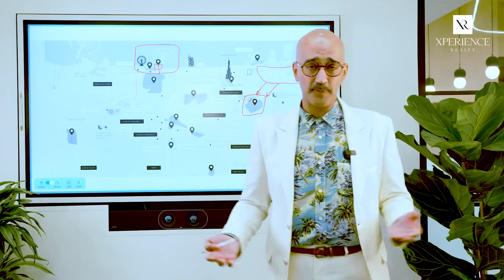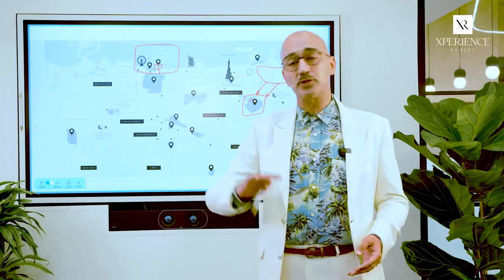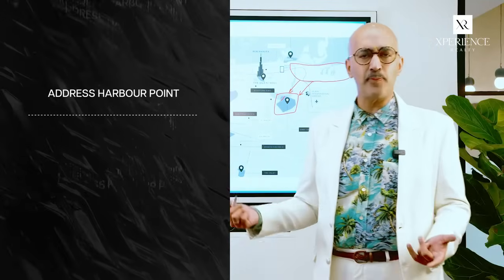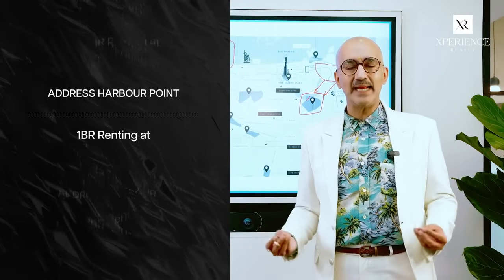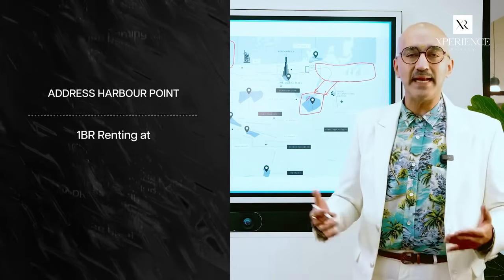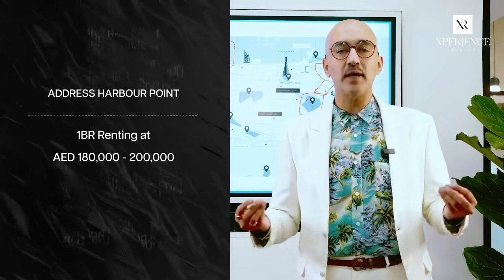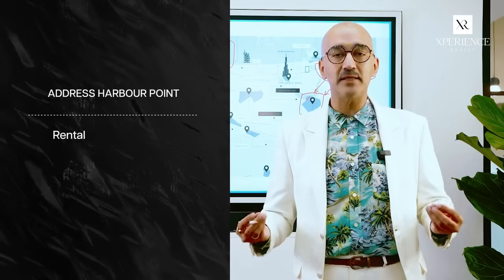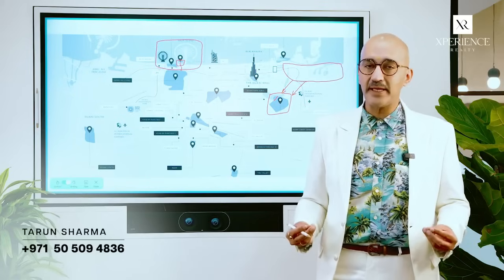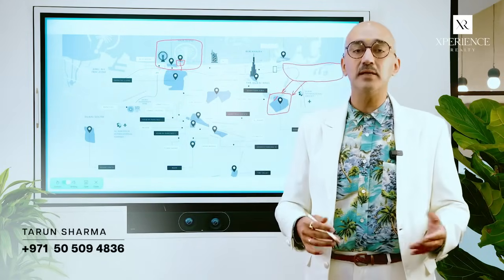So, awesome prospects. Now, let's delve into the long-term renting prospect of this. So if you see, address, Harbour Point, 1 bedroom, which you bought for 1.7 million, again, not so long ago, is renting at 180 to 200,000 dirhams, yielding you a rental return of 10.58%. What else would you want? Dubai Creek Harbour has awesome potential for rentals, and as I told you earlier, this is an emerging community, so the prospects and the numbers are only going to go up.